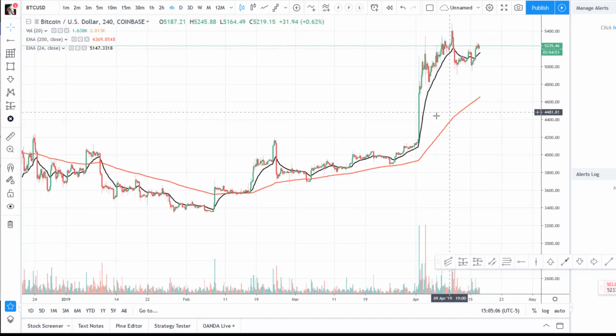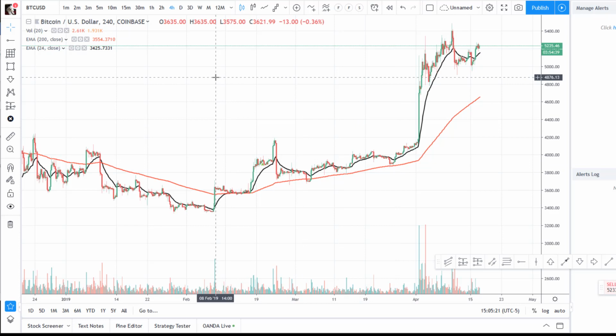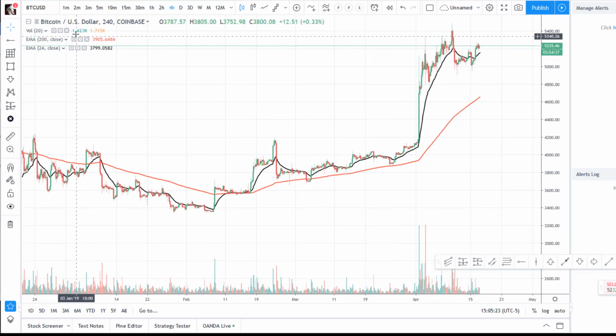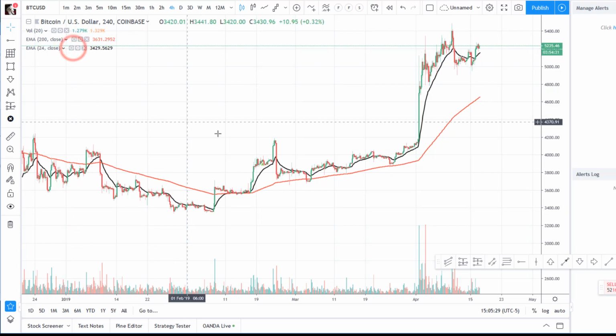So let's jump right in and get started. Now we'll pull up a chart here. This is Bitcoin US dollar from Coinbase on the 4-hour time frame. Most of the examples here will use this chart with these two EMAs, so exponential moving averages. The first one is the 200 moving average, and the next one is the 24 moving average.